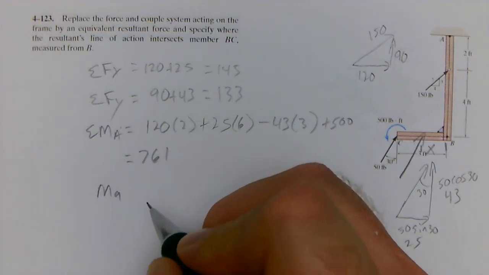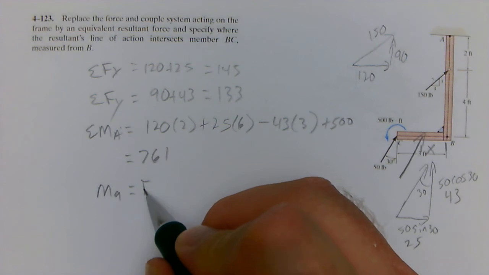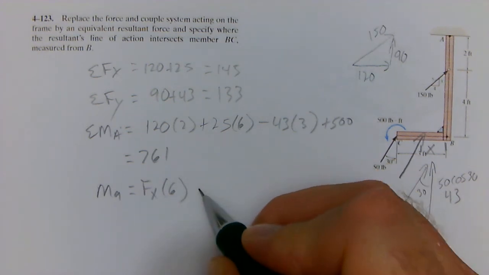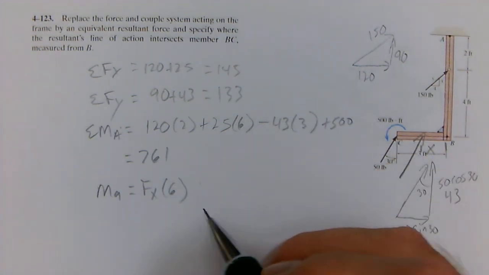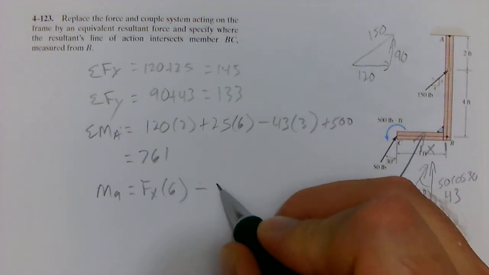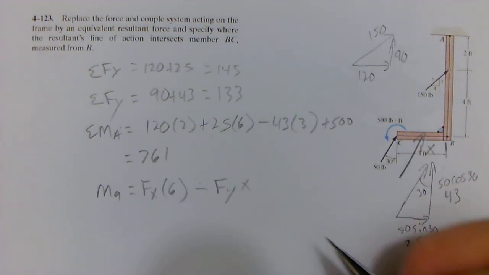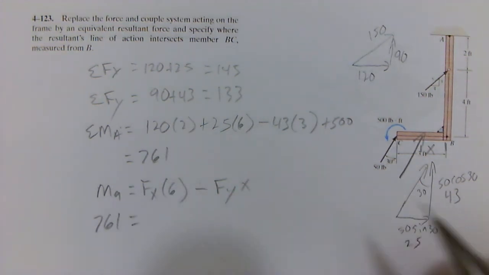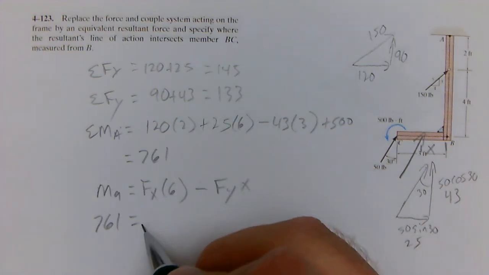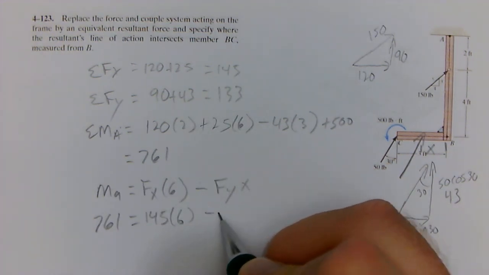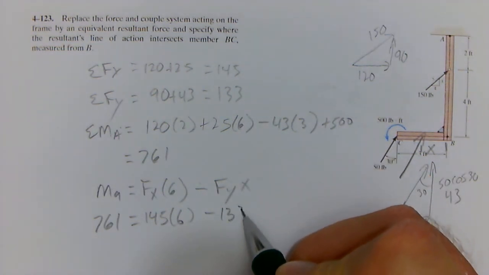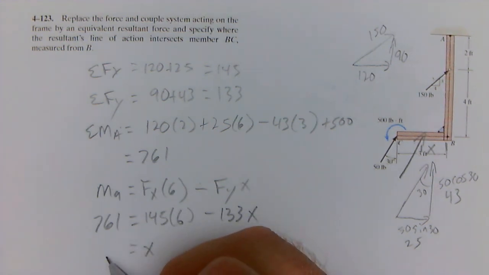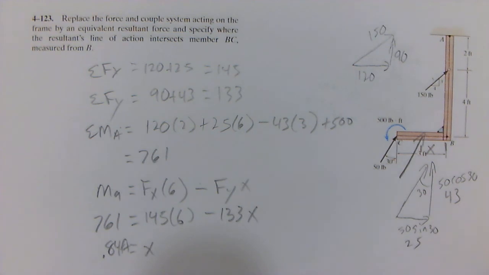So the moment about A is equal to force in the x direction, so the x component, times 6. And that's going to cause positive rotation. And then negative rotation by force in the y direction times x. So MA is 761, Fx is 145, and Fy is 133x. So solving this, x equals 0.84 feet from B.